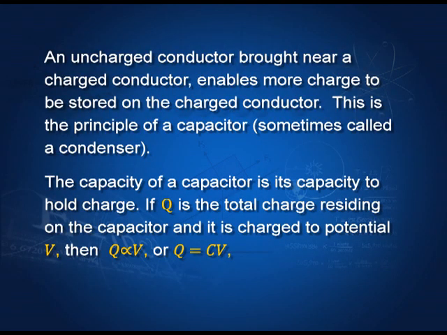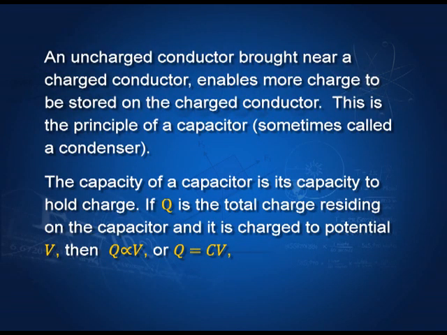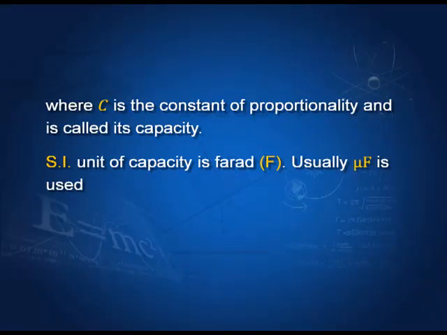If Q is the total charge residing on the capacitor and it is charged to potential V, then Q is proportional to V. The charge that is held is proportional to the potential difference between the two plates, or we can write Q equal to C V, where C is the constant of proportionality, and this constant is called the capacity of this system. The SI unit of capacity is a farad, but farad is a very large unit. Therefore, usually we use microfarads, mu f.